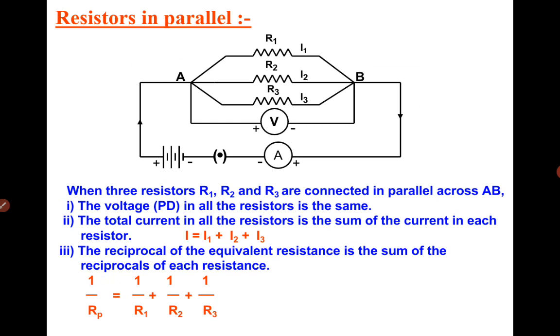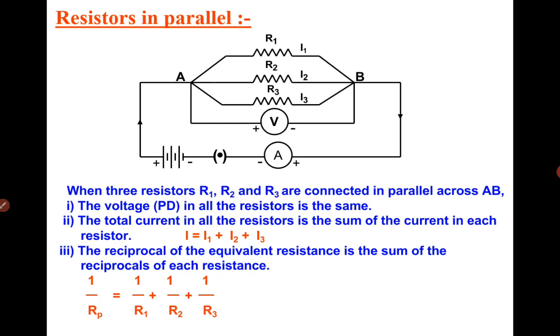As per Ohm's law, V is equal to IR. Here V is the potential difference, which remains the same across A and B. That potential difference remains the same for all three resistors. So in parallel combination, potential difference remains constant. So the current passing through the first resistor R1, I1, is equal to V by R1. Current passing through the second resistor R2, I2, is equal to V by R2. Current passing through the third resistor R3, I3, is equal to V by R3.